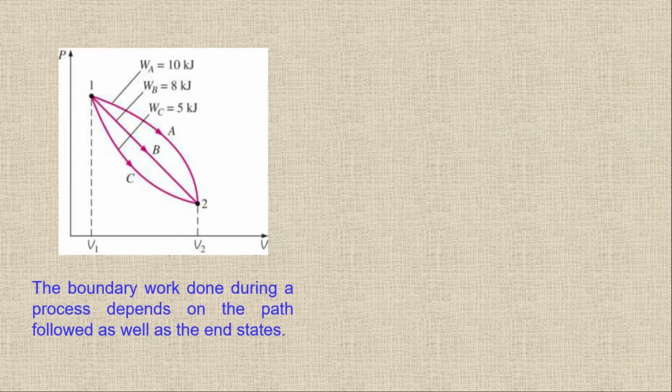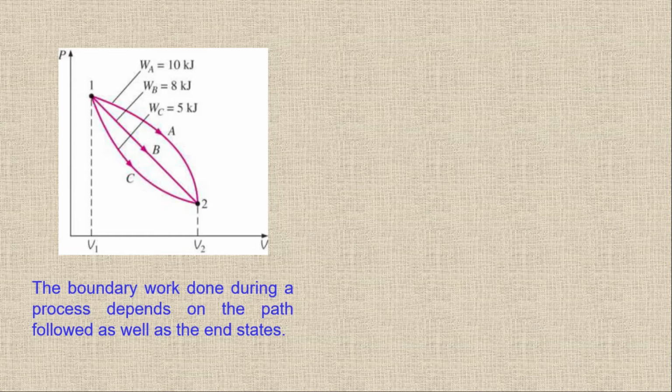So moving forward, here if you can see, we have a PV diagram. Here we can see we have an expansion process between state number 1 and state number 2. But in all these three cases, the system is following different paths. We have A, B, C, we have different paths. So if we have different paths, then the area under the curve will be different for each case. In this way, you will get different boundary work.